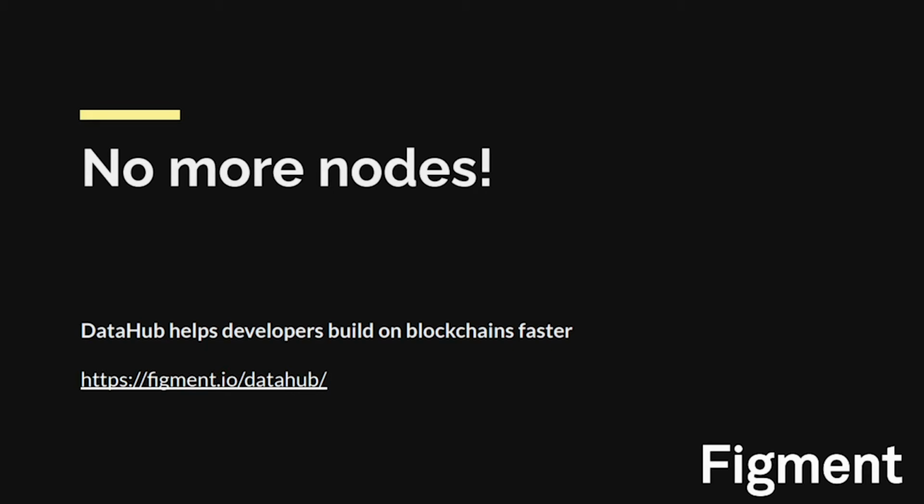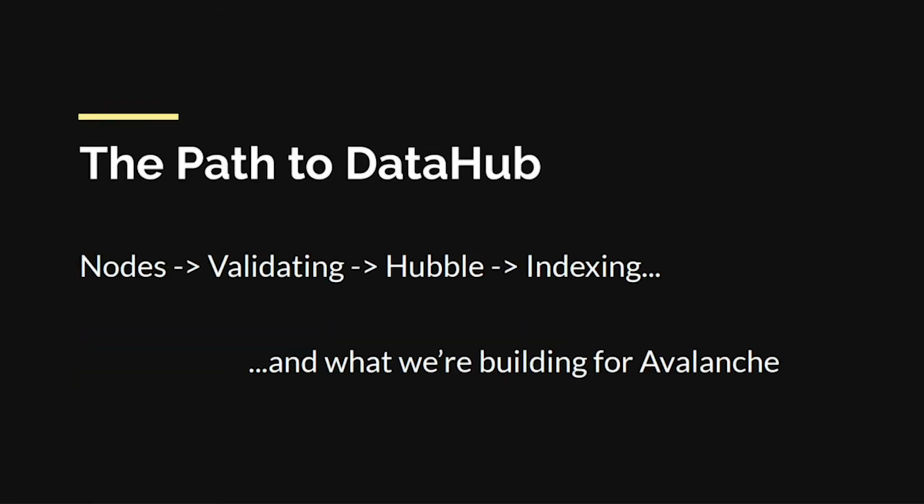The path to getting here was really a little bit of a story of our company Figment, where we started out doing different kinds of proof of work mining. Then we went into proof of stake validating. Then we created a tool, which I'll go into, called Hubble, which is really an analytics tool where we try to grab a bunch of blockchain data and do analytics on it, which led us to this indexing problem. But all along the way, we've really been struggling with managing nodes, lots of nodes.